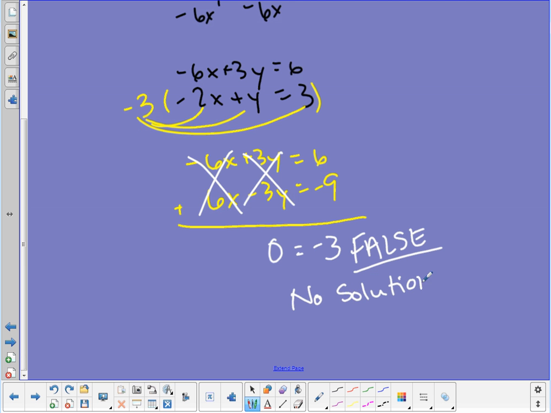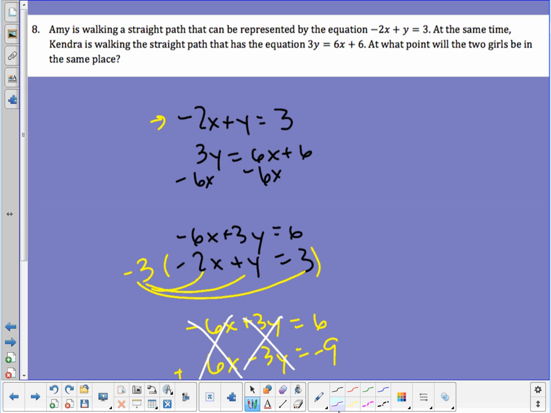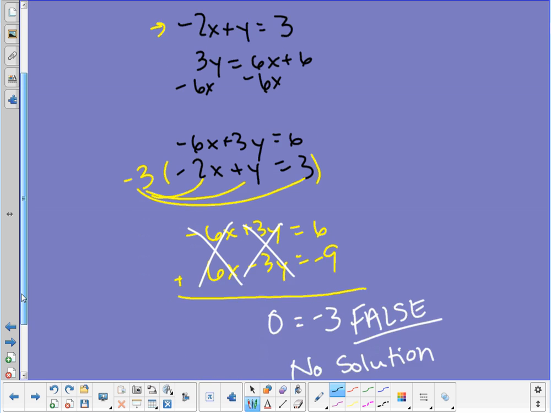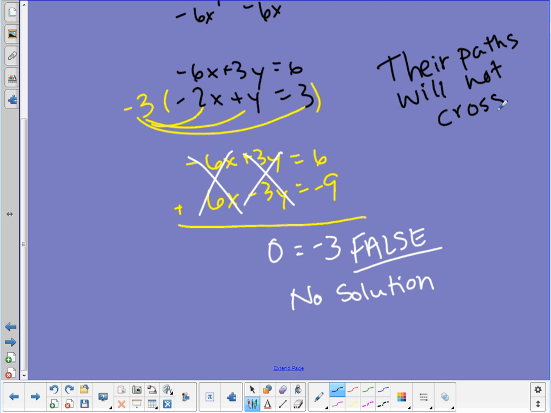Now, let's talk about what that means in the context of our problem. We were talking about where the two girls, Kendra and Amy, were going to cross paths. If there is no solution to the system of their equations, then the true answer is their paths will never cross. There are lots of ways you can write out that phrase and get the same message across.